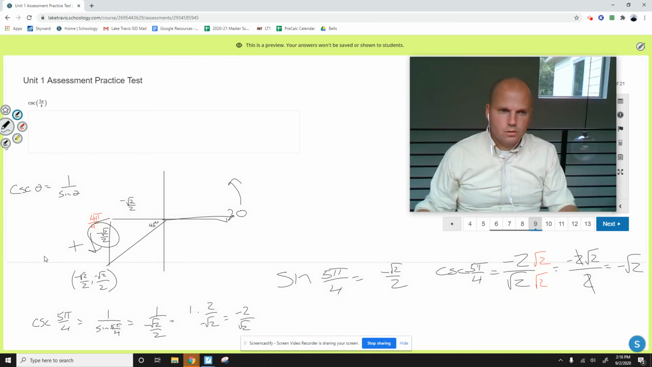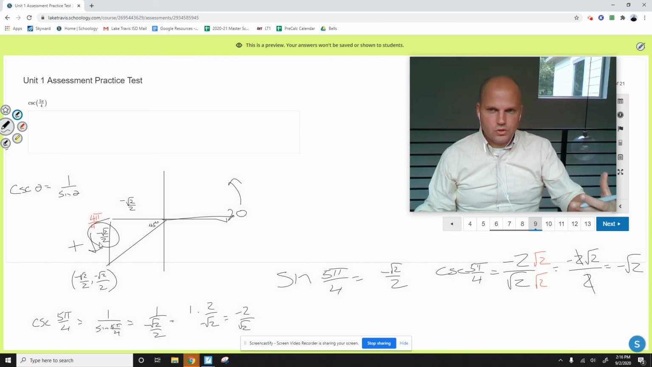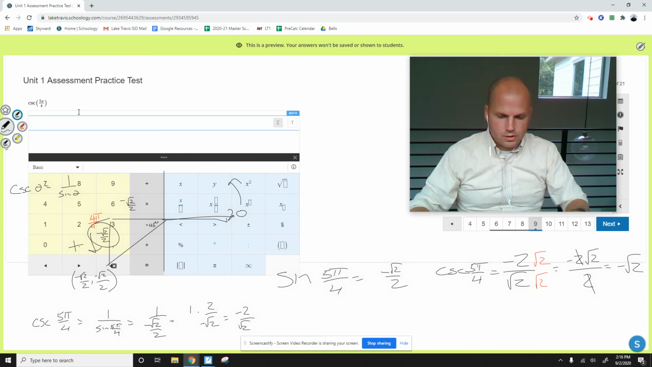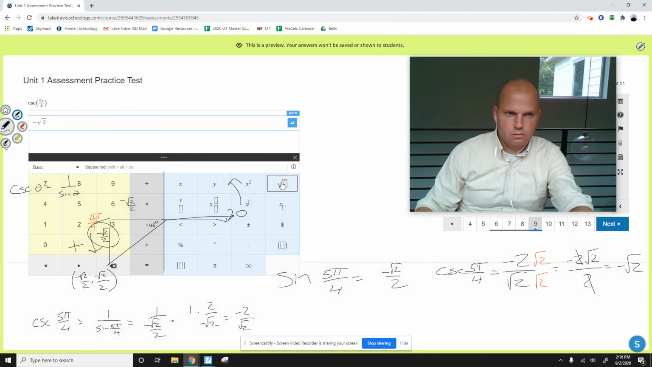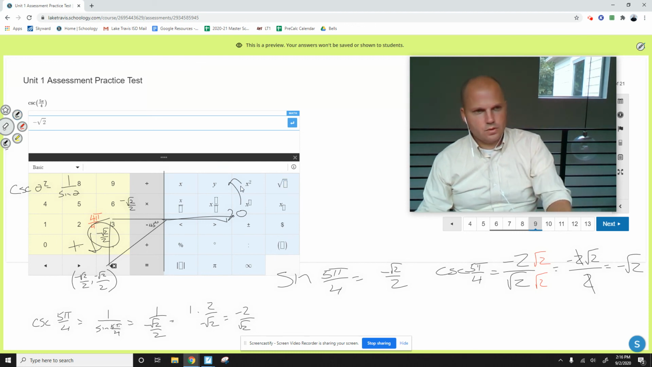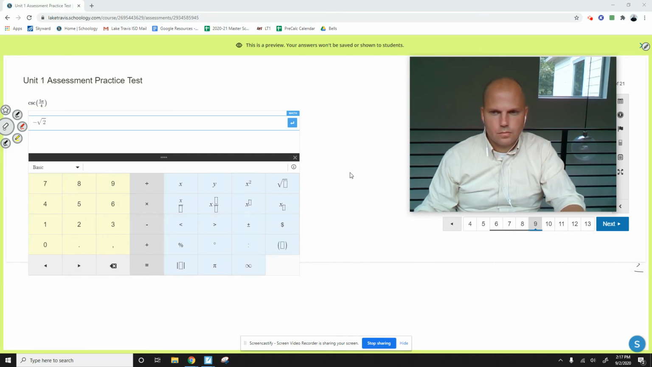So we found the sine, we flipped it, we simplified. You can put -√2, keep it inside there, you're good. Let's do the next one.